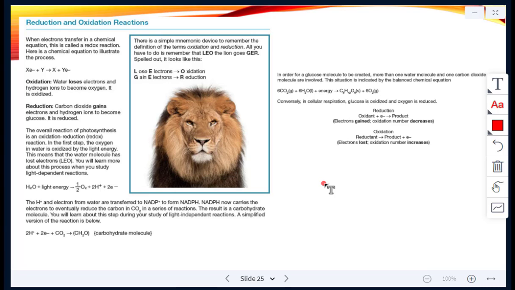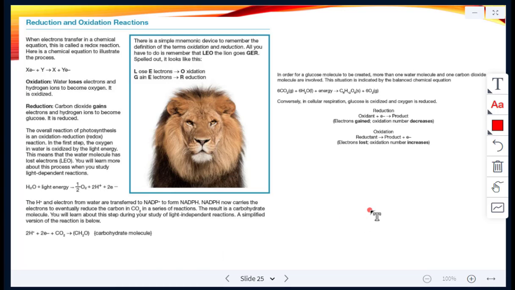In the first step, oxygen in water is oxidized by the light energy. This means the water molecule has lost electrons, LEO, and then the hydrogen and electron from water are transferred to this molecule called NADP+, which we will talk a little bit more about when we get into photosynthesis. So NADP+ forms NADPH, and then NADPH now has the electrons to reduce the carbon in carbon dioxide in a series of reactions to result in a carbohydrate molecule. And again, we'll learn more about that in later classes.